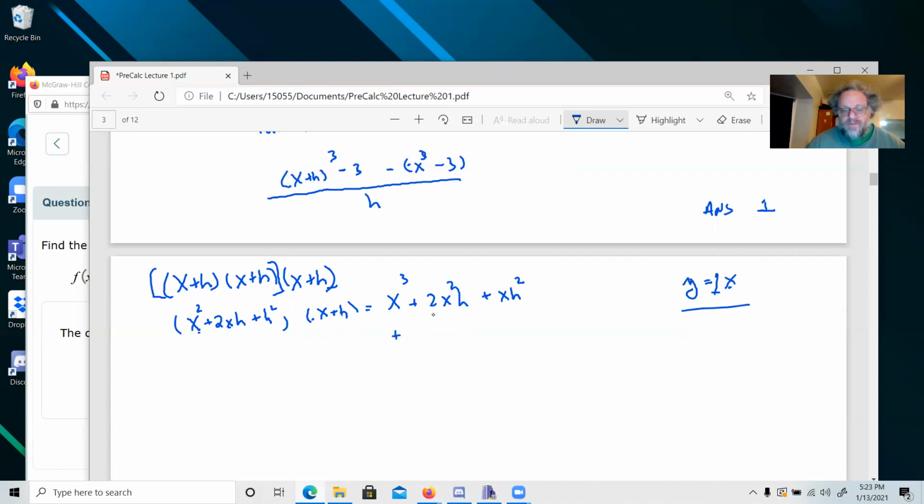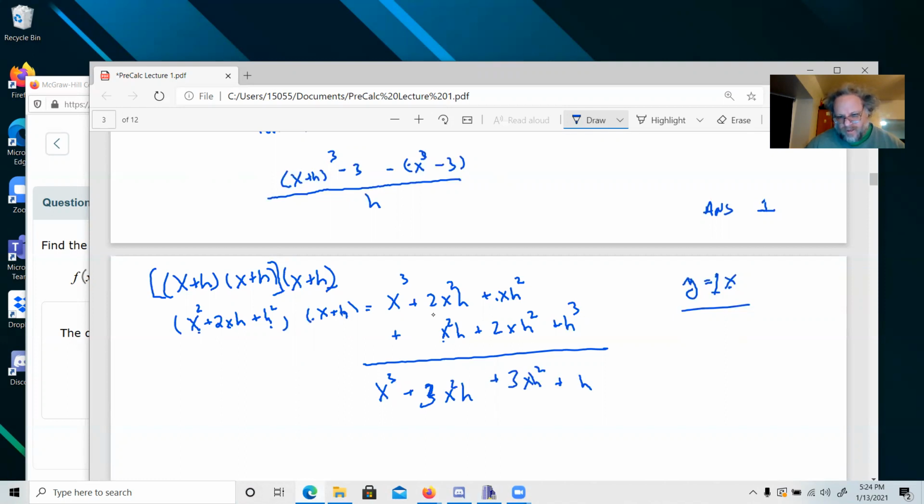So we have a plus, right? h times x squared is going to be x squared h. We have a plus 2xh, right? And then h squared times h is going to be h cubed. So we have x cubed plus 1, 2 is 3x squared h. 2 and 1 is plus 3xh squared plus h cubed.